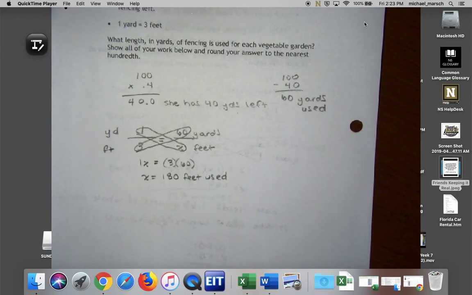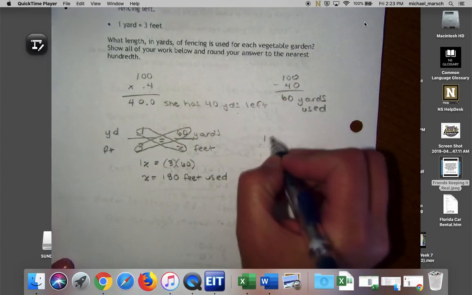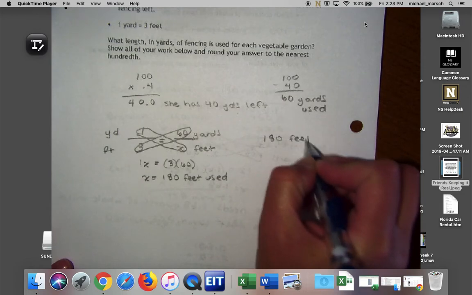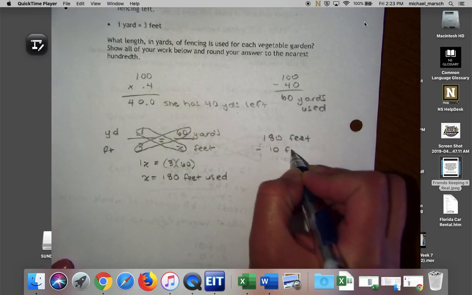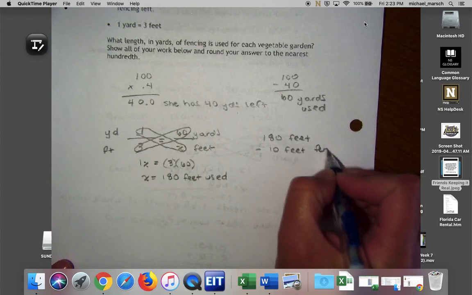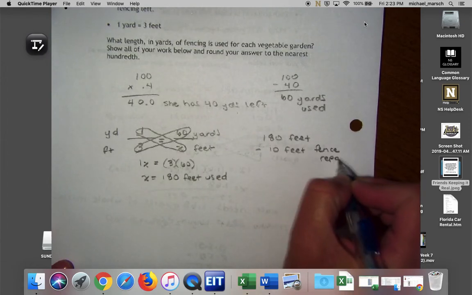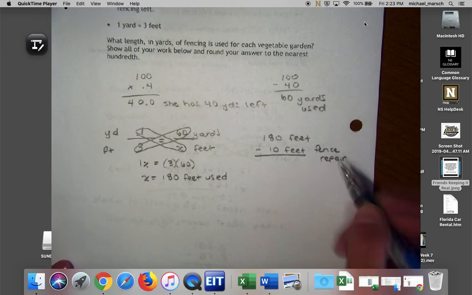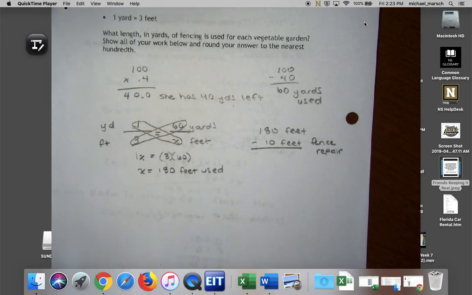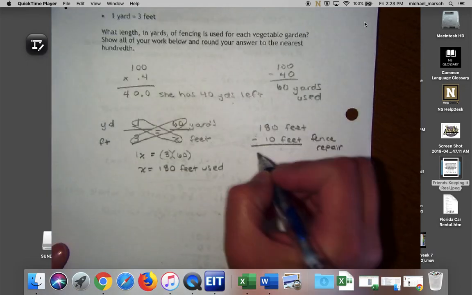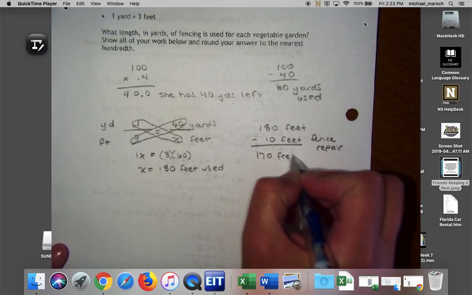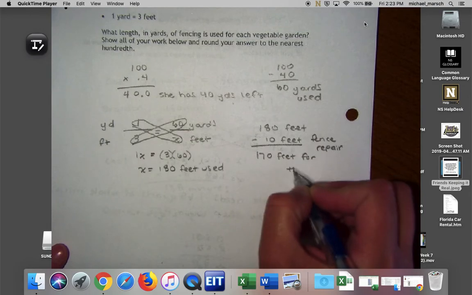All right, so she used 10 feet to repair a fence. So let's go ahead and take that 10 feet away. Minus 10 feet for the fence repair. And the more information you put on your work as you go along, the easier it'll be to strategize, and you know exactly what you've already done, and then you don't have to wonder what these numbers came from, right? So we now have 170 feet for the 5 gardens.